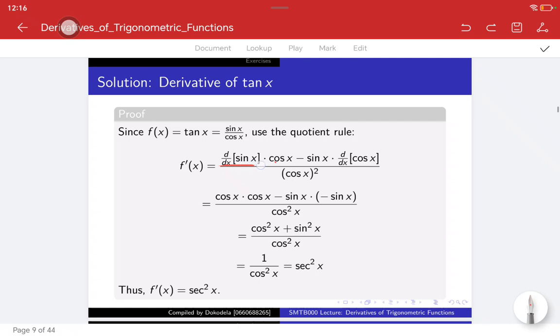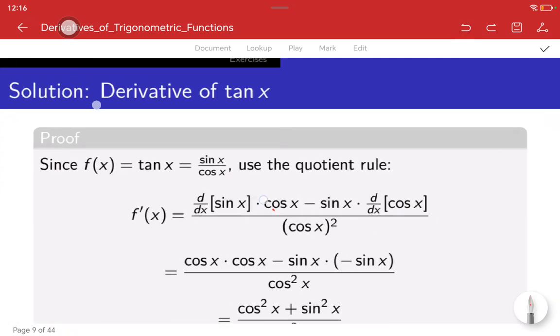You derive the numerator first, you times by the denominator, minus, you keep. Now it's like you're doing the opposite. Now you keep this one and derive this one. Is that right? You're just exchanging their places. Then now you have that. Minus, you keep the sign, you derive the cos. All over, you square the denominator.